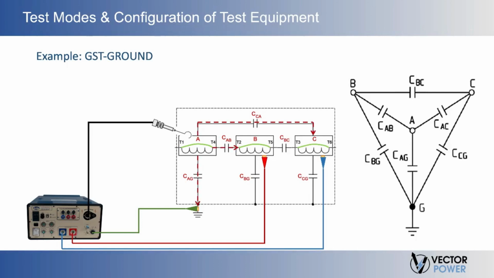So now we have current flowing from A to C or C to A. We have current flowing from A to B. We have current flowing from A to ground. In essence, we are now measuring the capacitance of A to ground times the sum of the currents flowing from A to B plus A to C.